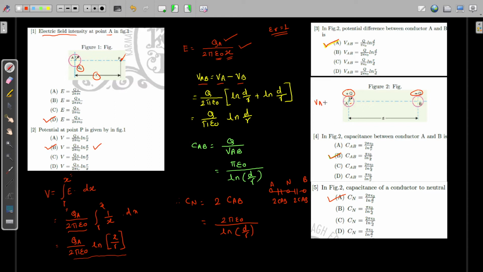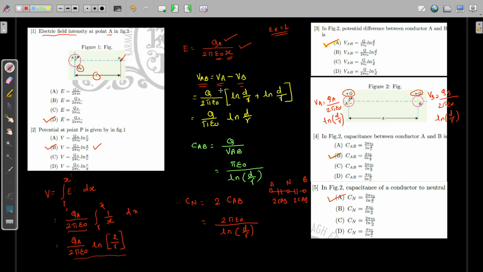This VA potential is nothing but QA divided by 2 pi epsilon 0 into natural log of d by r, as it is kept d meters away. Similarly, VB potential is equal to QB upon 2 pi epsilon 0 into natural log of d by r. But if you see, QB is a minus Q and this is a plus Q. So how to calculate VAB? It is VA minus VB.